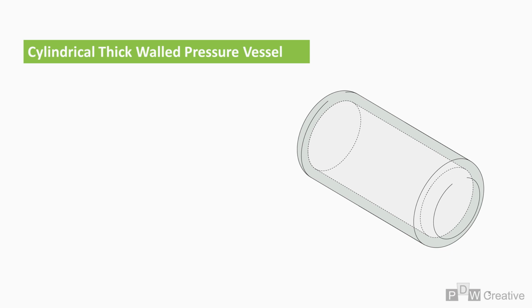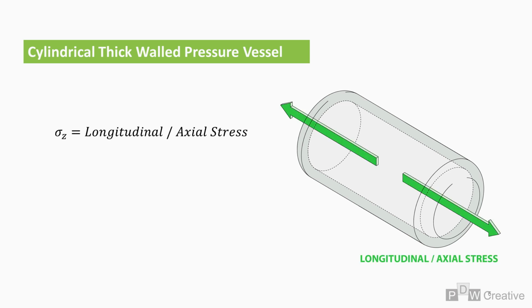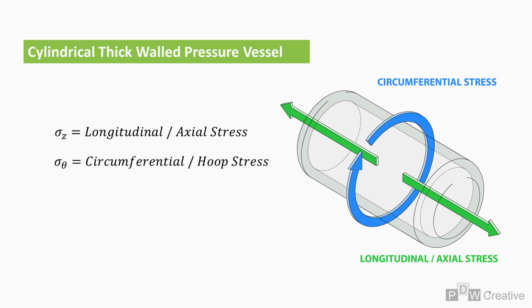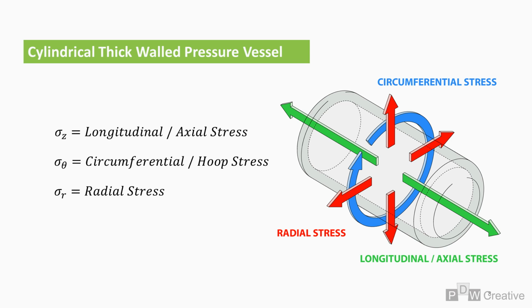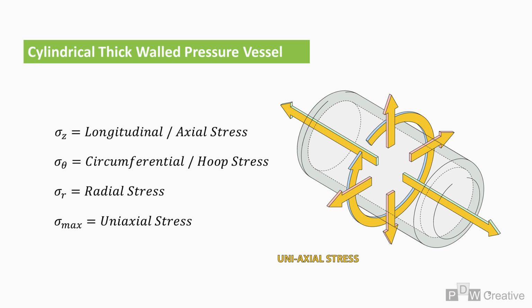Stress acts in several directions. Axial or longitudinal stress acts along the length of the cylinder. Hoop stress occurs at the circumference of the cylinder, and radial stress is distributed across the wall thickness. Axial stress is generally lower than circumferential stress. Radial stress is sometimes ignored for thin-walled vessels, but here we are looking at a thick-walled vessel, so we must factor it in. And finally, by combining the three forces, we get the uniaxial stress.